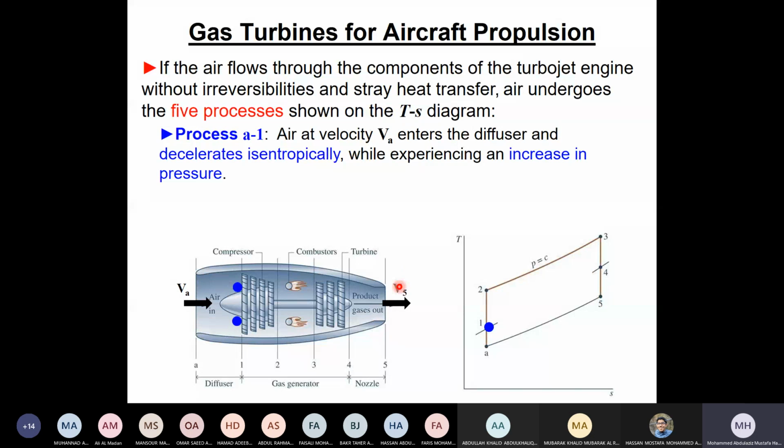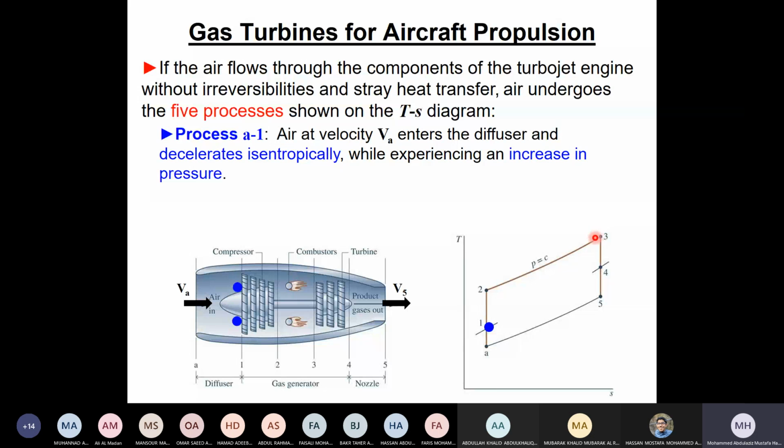Let me repeat this again. Here we have the diffuser. The air goes in at state A with a velocity VA. We want to drop this velocity so that we increase the pressure. So we apply the energy equation for the diffuser. We will come to that, and then calculate T1 from it. Then in the compressor, from 1 to 2, this is compression in the compressor, similar to what we have done in the stationary gas turbine.